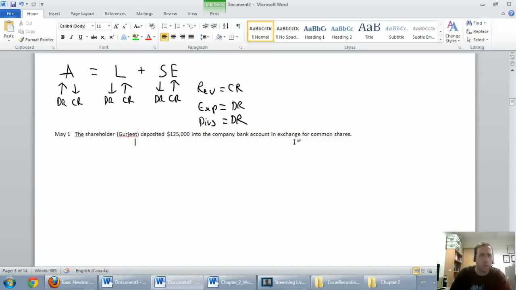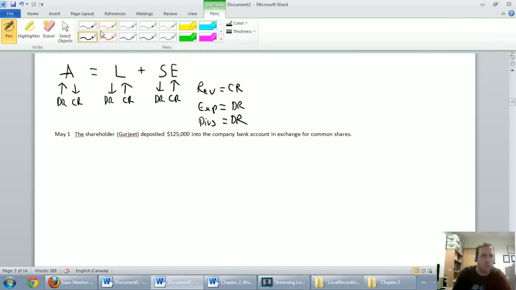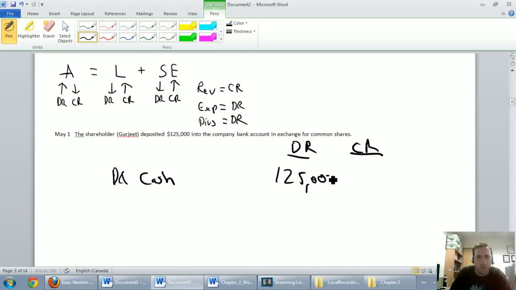So, looking over, our asset, cash, went up. I'm going to have to debit cash. Why don't I do that now? I'm going to debit cash. I know my writing's a little bit bad. That's DR. And again, just at the top of your page, we want a debit and a credit with some underlines. So, we're going to debit cash. She deposited 125 grand into the company's bank account. Debit cash for $125,000.